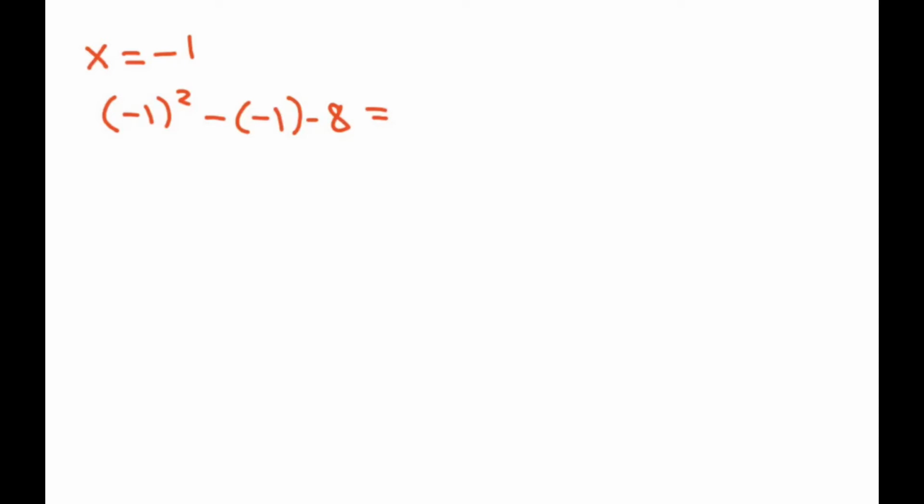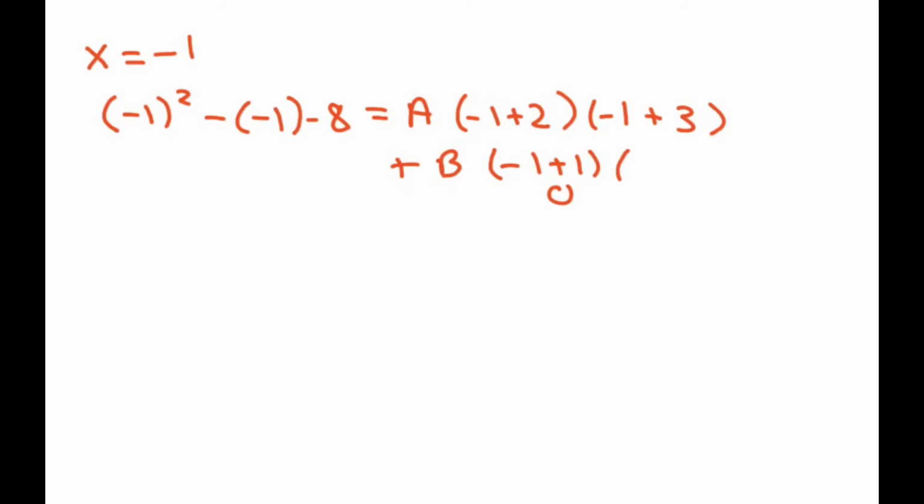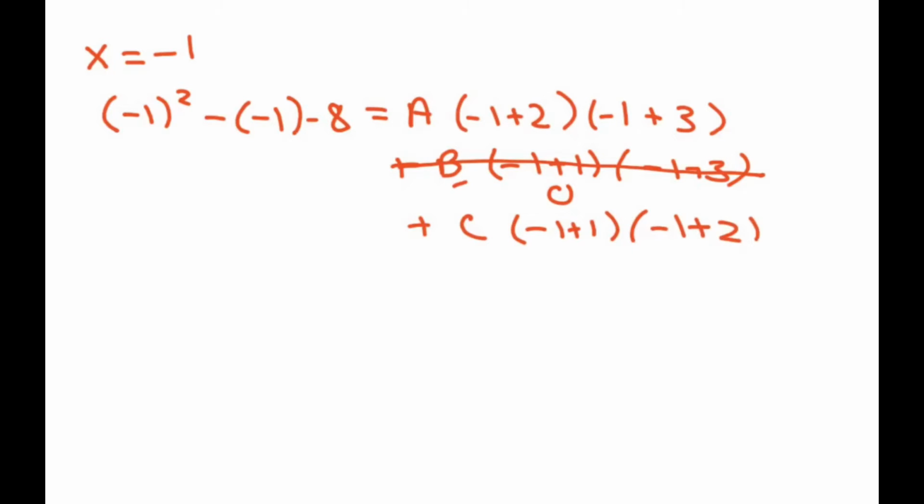Now you're going to get a times negative 1 plus 2, negative 1 plus 3. And your b and c is going to cancel out, because you have your b, you have negative 1 plus 1, and that's 0, and negative 1 plus 3. But this is going to 0 out everything, 0 times all that. Same thing's going to happen with c. We have c times negative 1 plus 1, and then whatever this is. But this equals 0, so that zeroes that out.